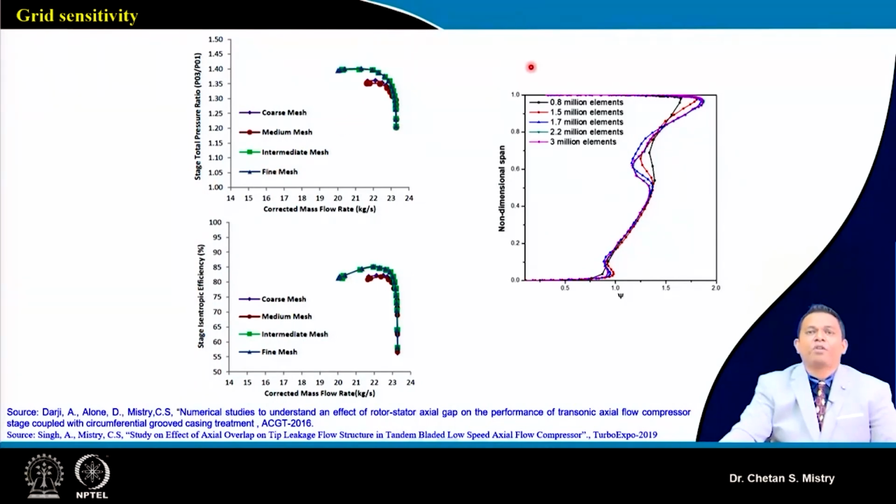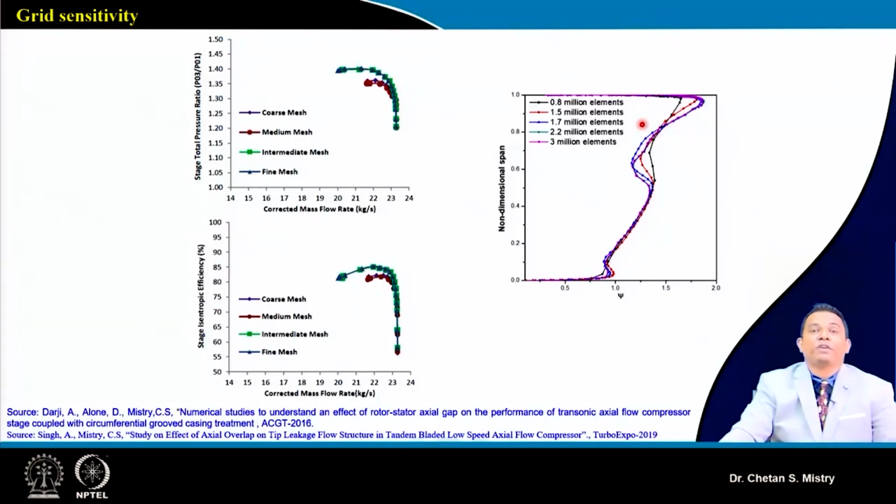One more approach people use is to measure the total pressure rise along the span. Here, different numbers of elements have been selected, and the particular element count is not changing my result. This is also one of the ways to select the mesh.